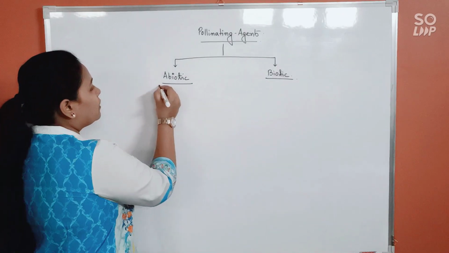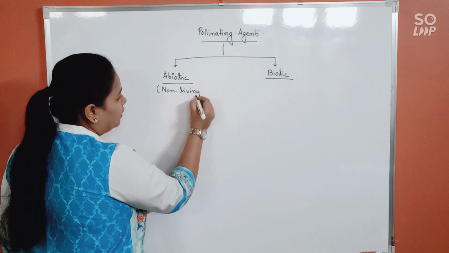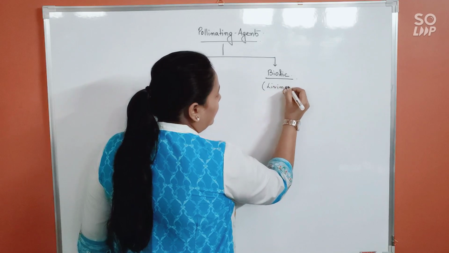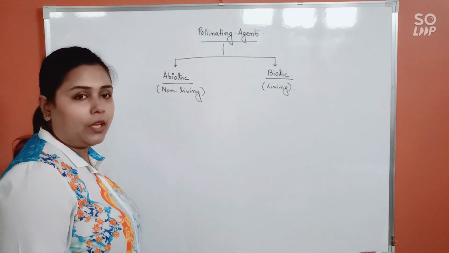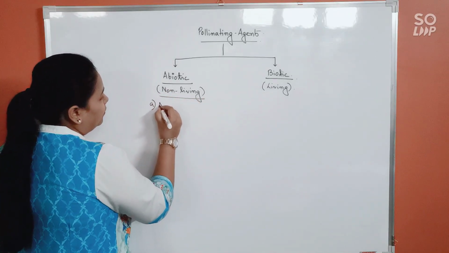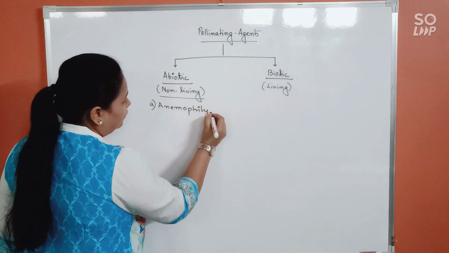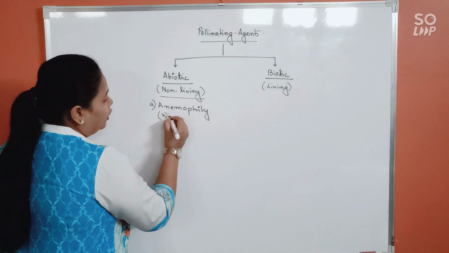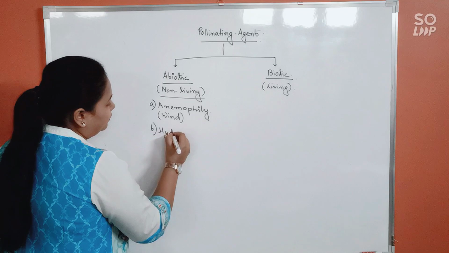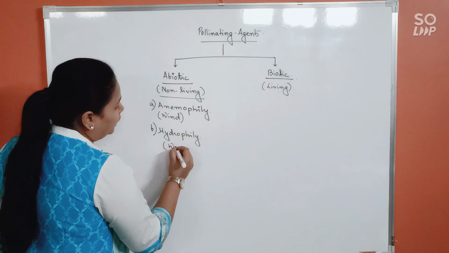Abiotic agents means non-living, and biotic agents means living organisms. Okay? So abiotic agents are mainly two: anemophily, that is wind pollination, and hydrophily, that is water pollination.